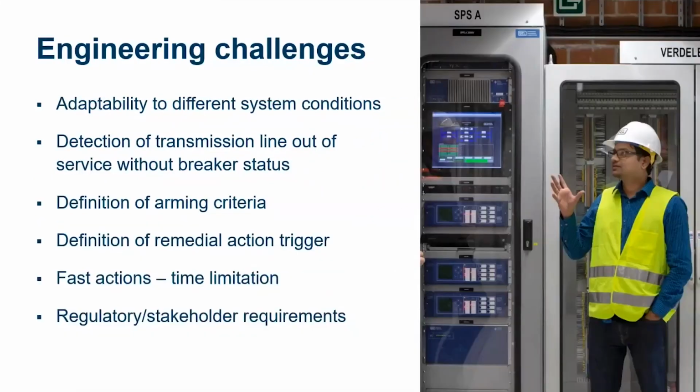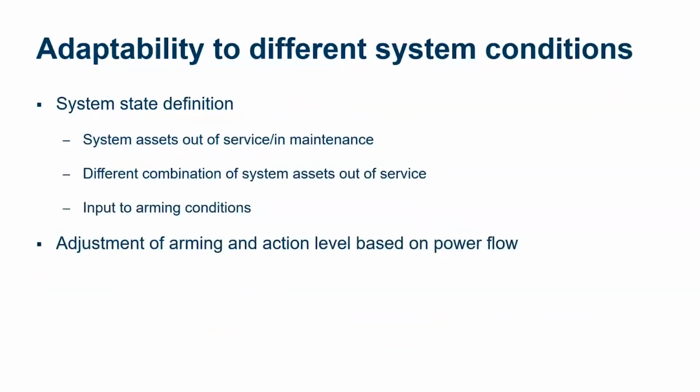Some of the engineering challenges can include having the RAS system be adaptive to different system conditions. If the information for breaker statuses is not available, there may be a requirement for detecting a transmission line out of service based on analog values or metering. Identifying correct arming conditions and corrective actions may require significant study effort. RAS have to act fast, sometimes at sub-cycle speeds, to be effective. Designing and implementing communication infrastructure for such purpose can be difficult.